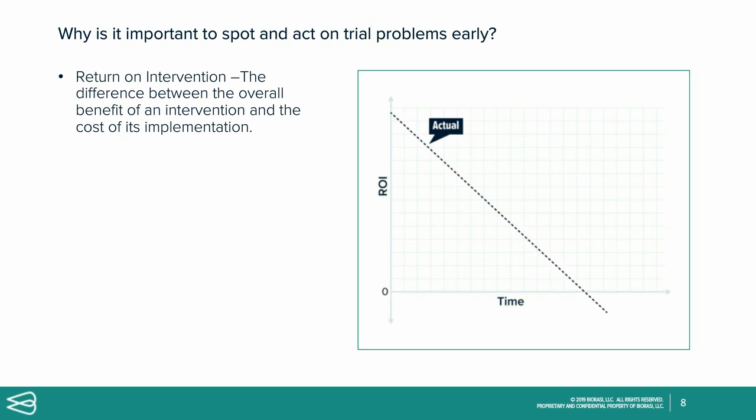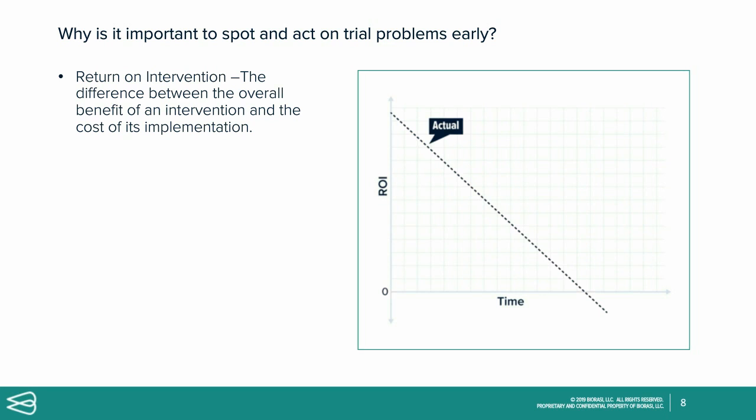Return on intervention is very similar to return on investment, which we've all heard of. It's basically the difference between what you put into any intervention in a trial, so how much you spend in terms of time and cost, and the benefit that you get at the end of the day, once you implement it. And so the first piece of it really is quite simple and straightforward, right?